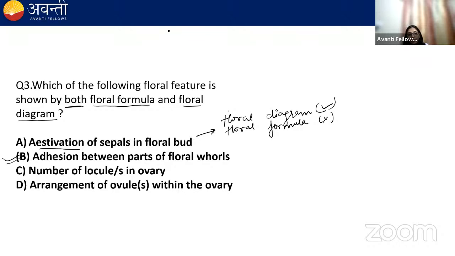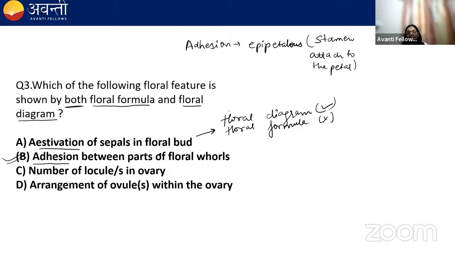Second says adhesion between the parts of floral whorls. This is your correct option. Adhesion means that two different entities are attached together, for example epipetalous, in which the stamens are attached to the petals. Cohesion is between similar units, like syngenesious stamens, monoadelphous stamens, polyadelphous. These are examples of cohesion. But adhesion is between different entities like petals and stamens.